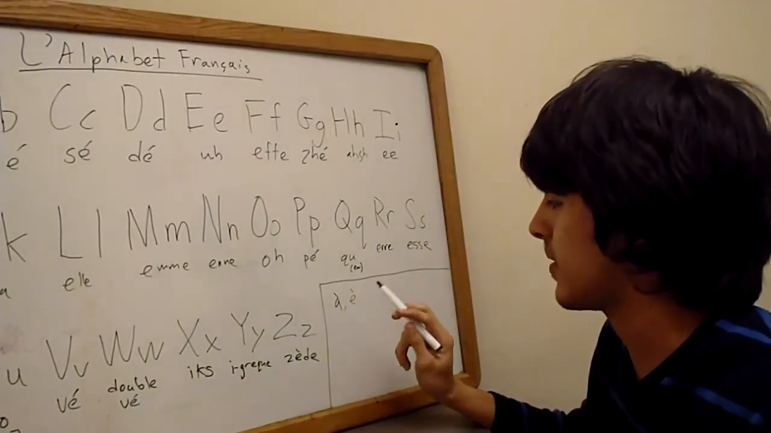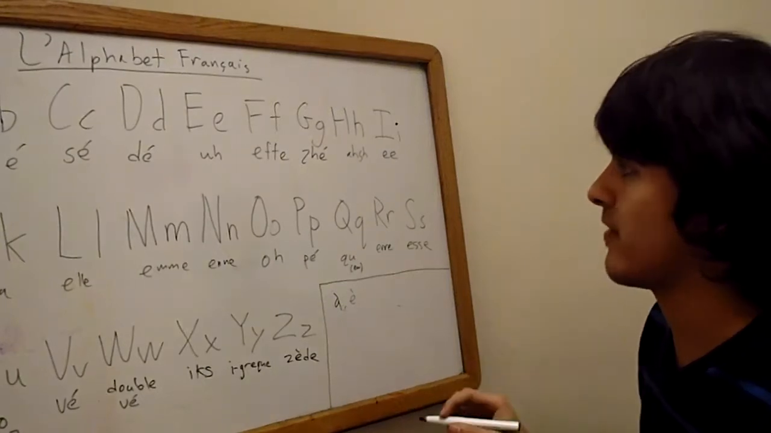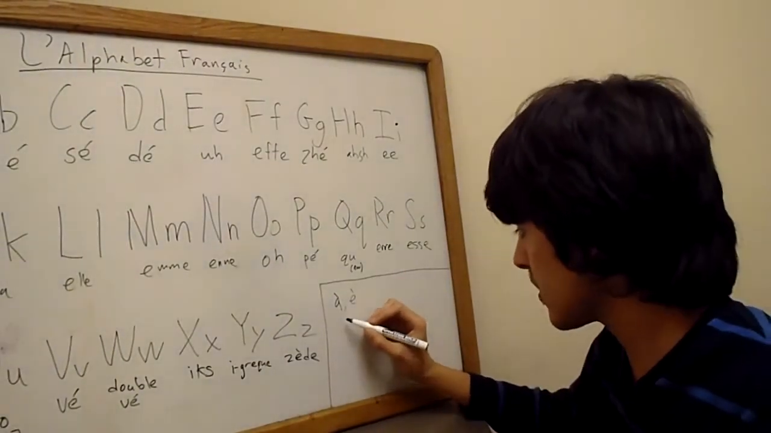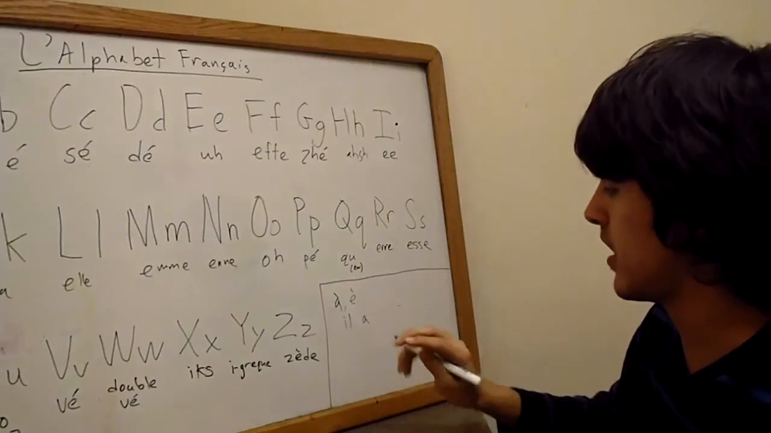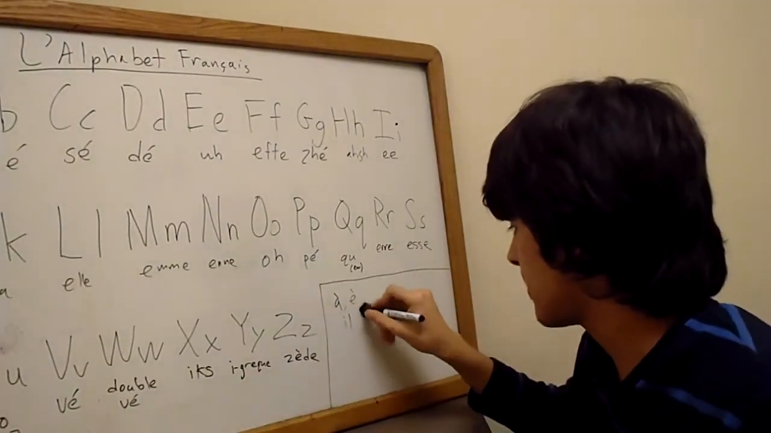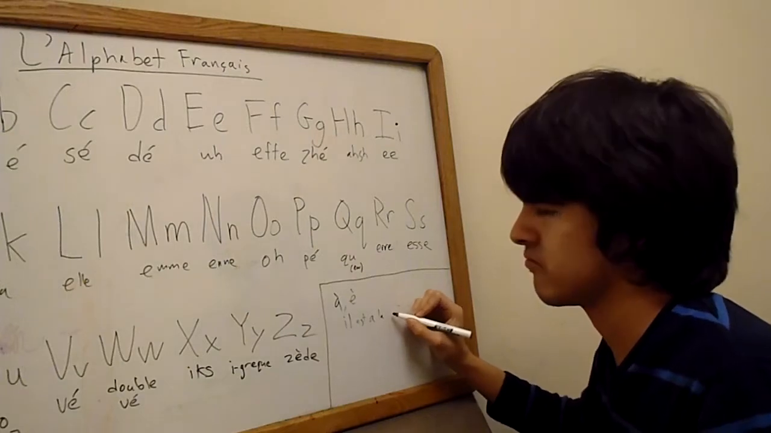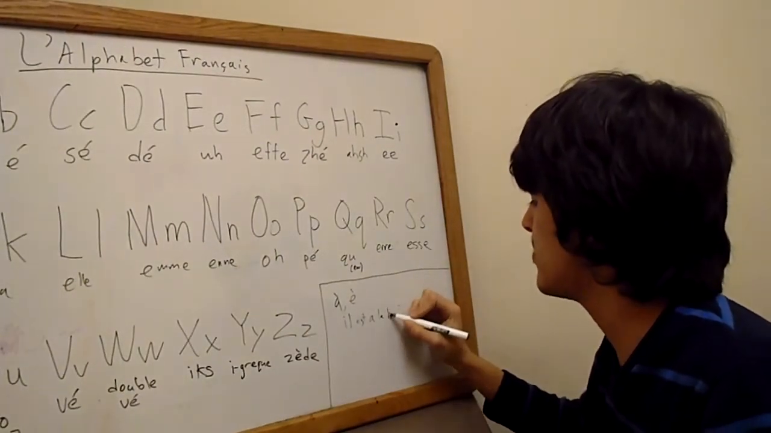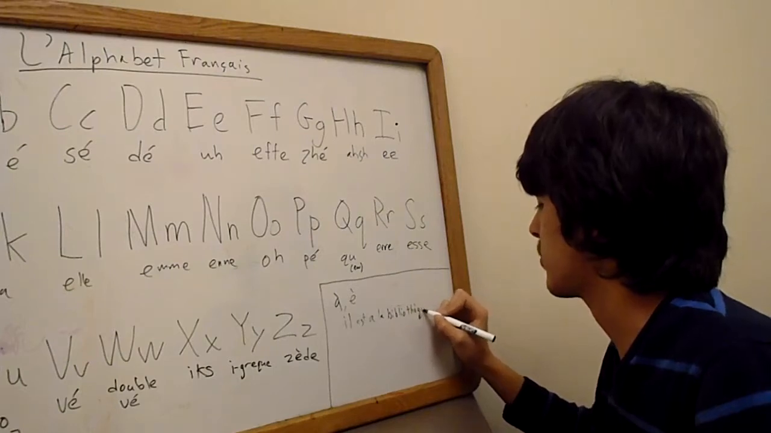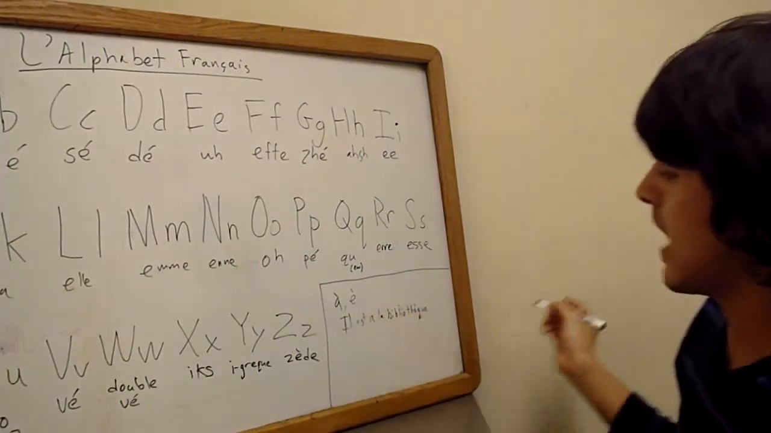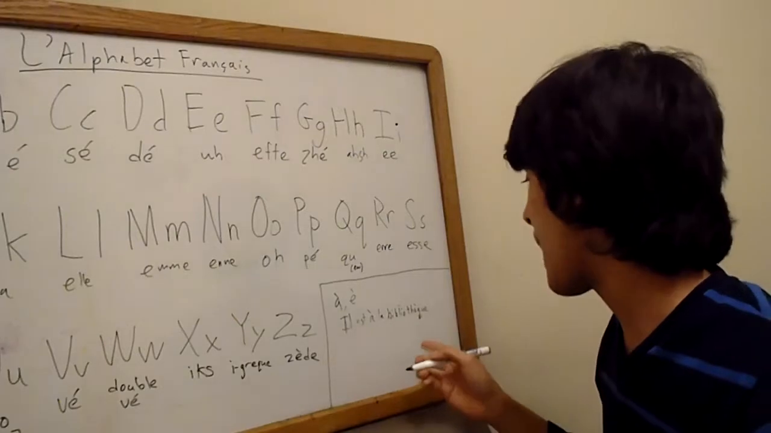What this does for the letter A is that it really does not make a difference in sound as much as it does in spelling. For example, you have the third person singular, il a, which means he has, and then il est à la bibliothèque. Now, there is no difference in pronunciation here. It's just a matter of spelling.